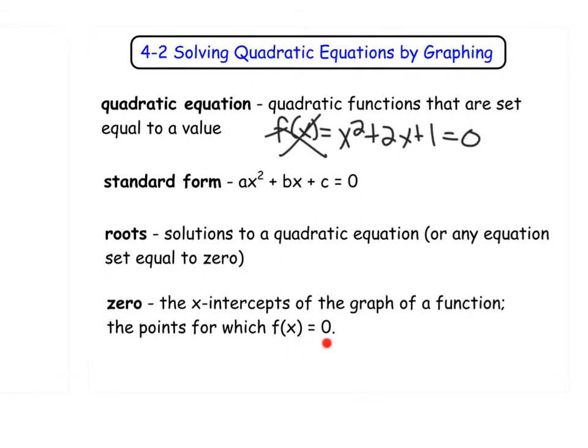So again, this f of x equals 0 just means x is your answer, so any x value that makes the quadratic equal to 0. Again, pause the video to make sure you get this all written down.